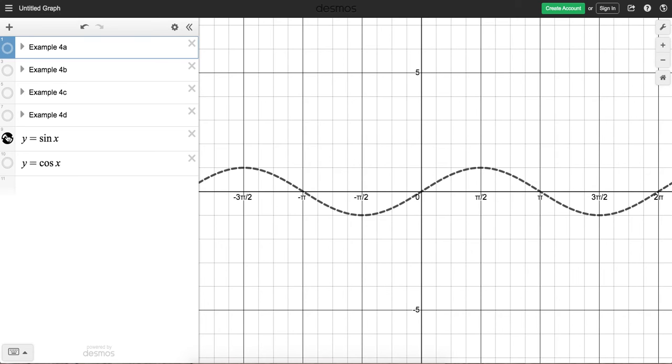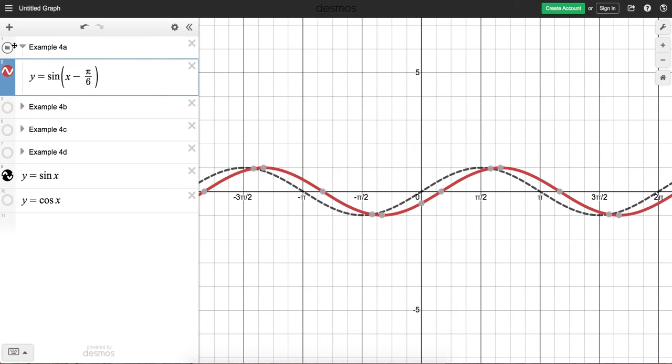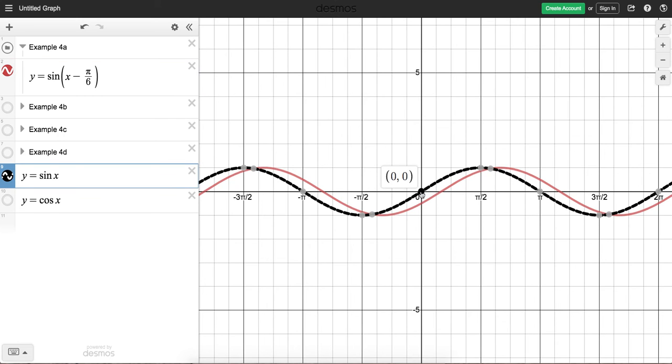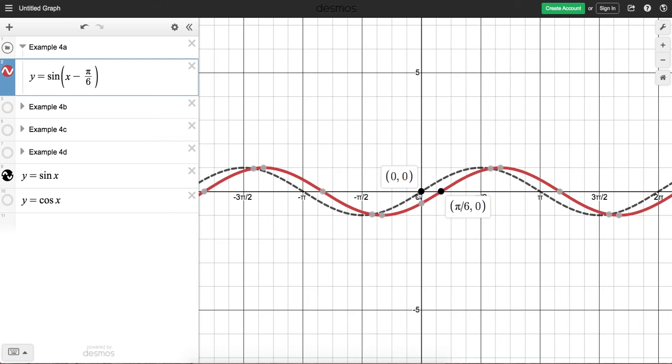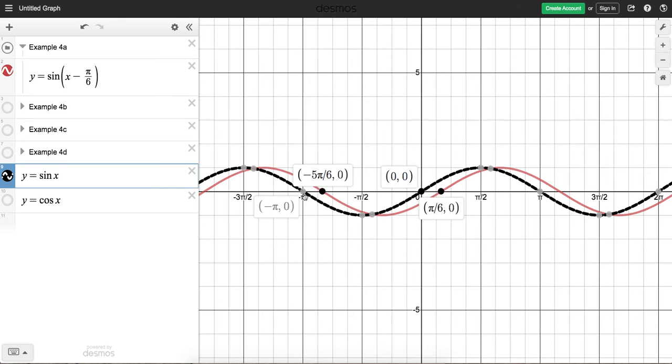Here we have a dashed sine function, just a parent sine of x graph. And then for this part, we have x minus pi over 6. If we take a look at our x-intercepts, here was our original x-intercept. We can use the origin in this case. And now we have an x-intercept of pi over 6. It took this x-intercept and shifted it to the right pi over 6 units. And it's true for all of them, even at negative pi and negative 5 pi over 6, this is a shift to the right pi over 6 units. I tend to try to find the easier points to analyze.